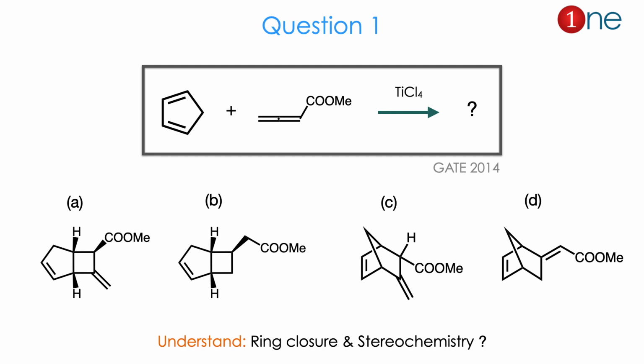Let us see the question number 1. The starting material is cyclopentadiene. You are reacting it with a cumulative diene and you have COMe attached to it. And you are using titanium tetrachloride. They ask you to find the product. The product can be a fused 5-member and 4-member ring, and 5-member 4-member ring with different configuration, and the 4-member ring can be attached with alkene or not.